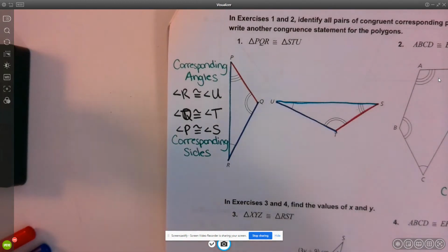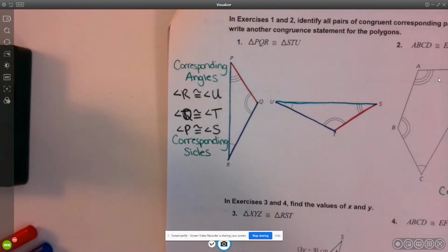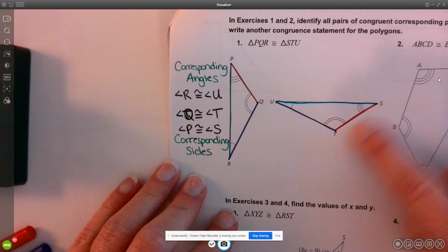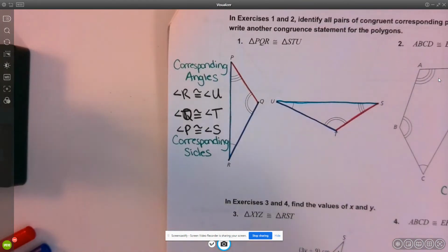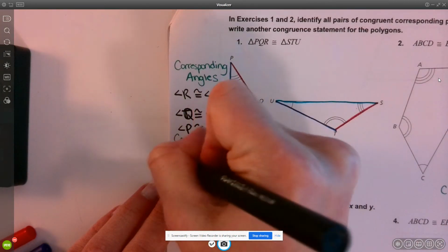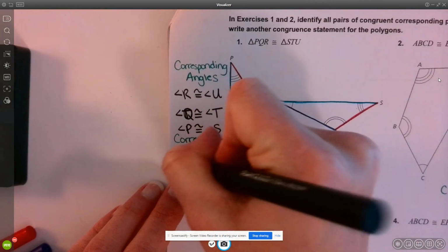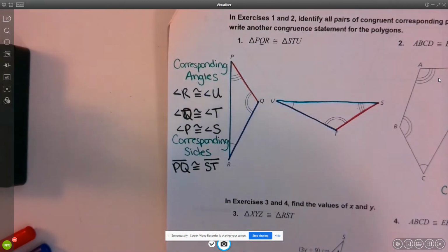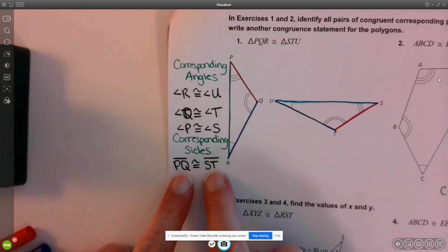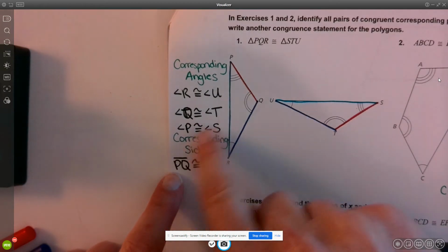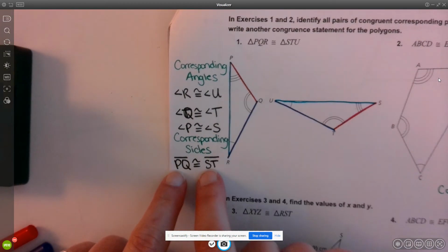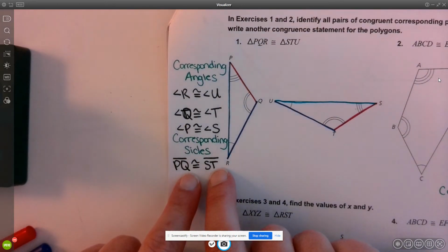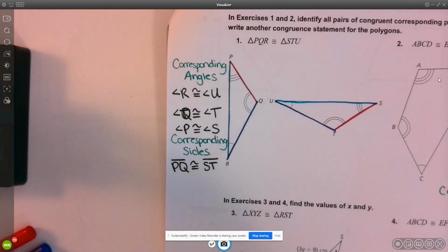Let's go ahead and name our corresponding sides now. Let's start with side PQ. We said that is corresponding to ST. So that means line segment PQ is congruent to line segment ST. Make sure the order matches. So P is corresponding to S, so those both came first, and Q and T are corresponding. Those have to come second.